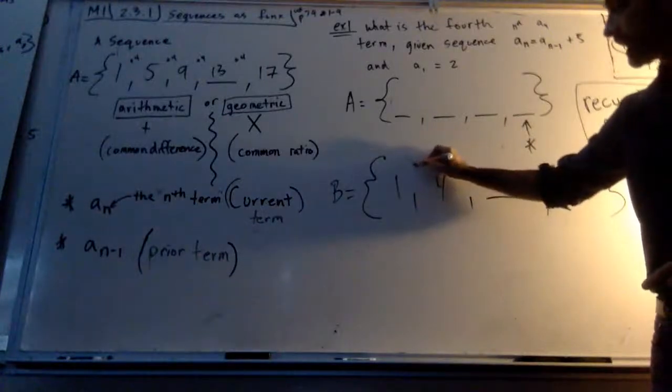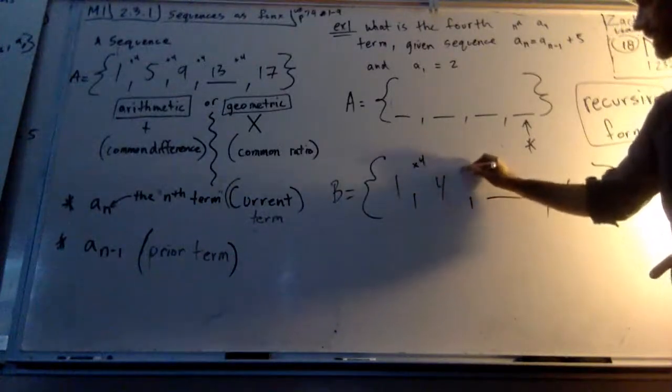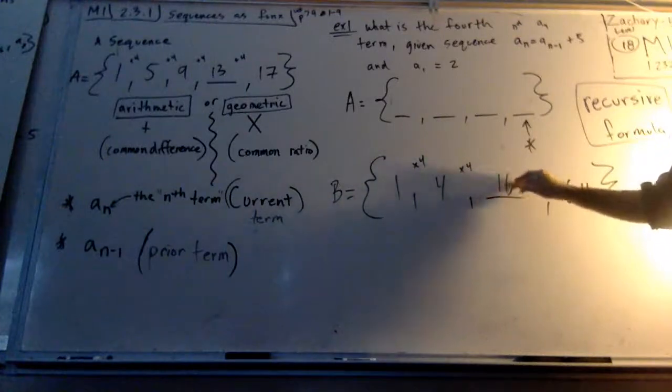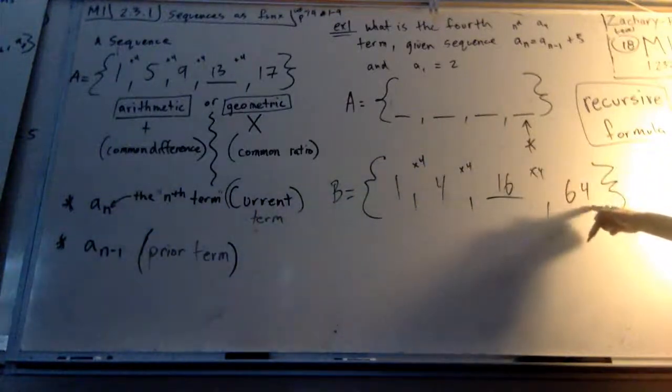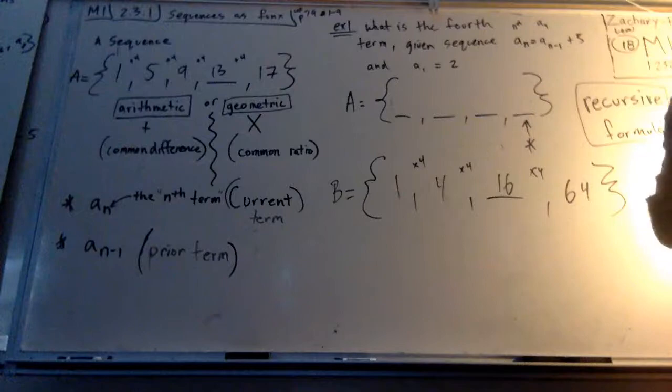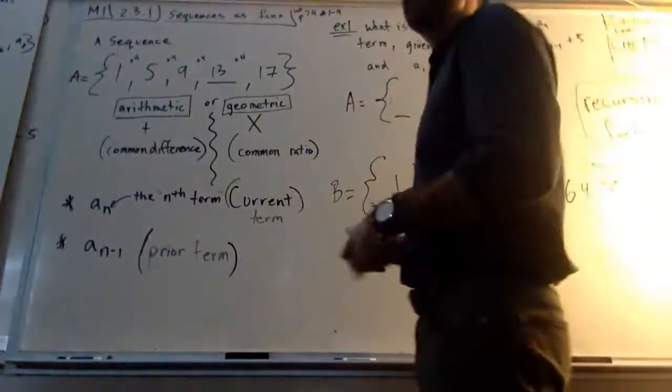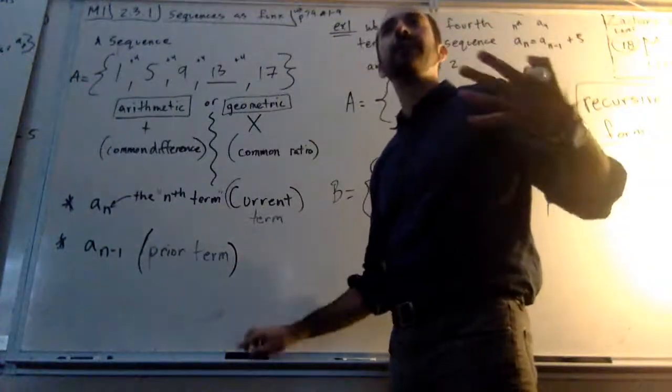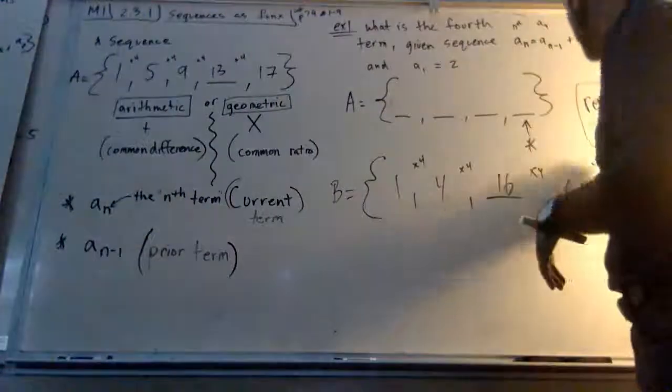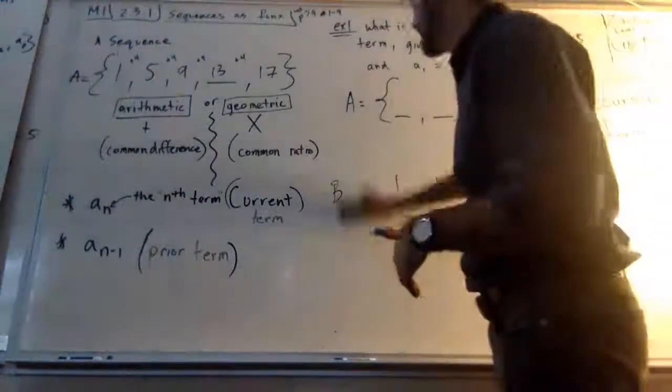1 times 4. Times 4. Times 4 gives us? 16. Times 4 gives us? 64. 64. Better. Good. You guys see the difference between them? And we've done this before. When we get to the Unit 2 review, we'll link those things together.